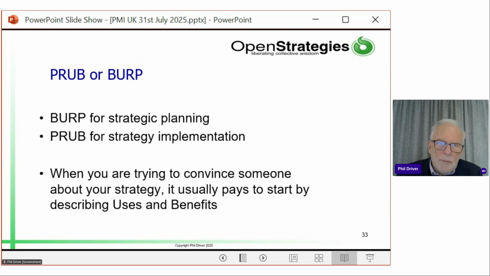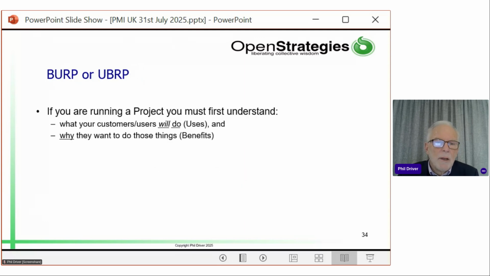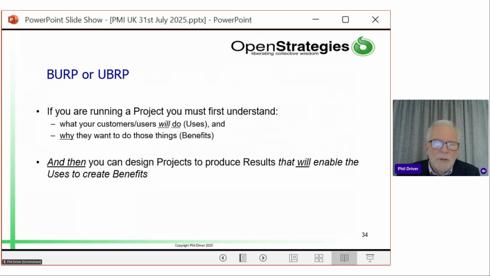So PRUB is for implementation, BURP is for planning. When you're trying to convince somebody of the value of your strategy, try and focus on uses and benefits. So if you're running a project, you've got to first understand what your customers or users are going to do and why they want to do those things. And I'm going to come on to the why shortly because it's often very different from what we wish it was. Once we understand uses and benefits, the projects and results are actually quite straightforward to work out.